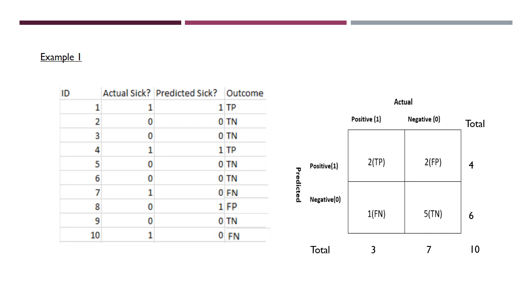Now let's see where is the error. For example, come to the ID number 7. Here the patient was actually sick, but the model predicted not sick. So it should be false negative. There should be some mistake in the presentation. I will correct it later. Similarly, a person was actually not sick, and the model predicted sick. It should be false positive.